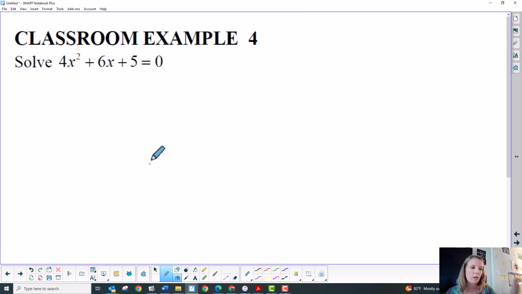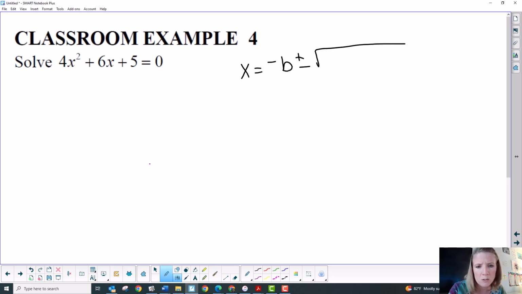The next one, it has a number in front. So if it has a number in front, I don't care if my B is even. If I have a number in front, I'm going to use the quadratic formula. So the quadratic formula is x equals minus b plus or minus square root b squared minus 4ac over 2a.